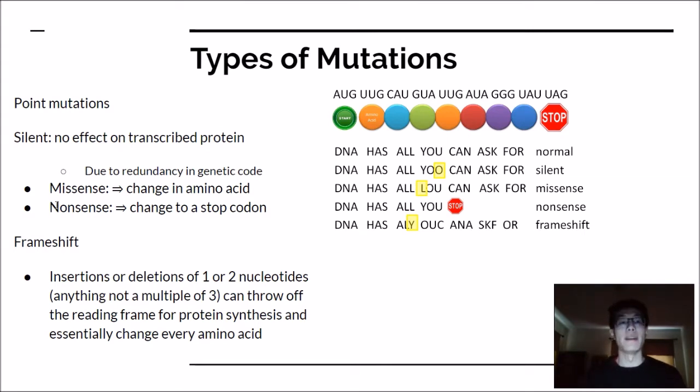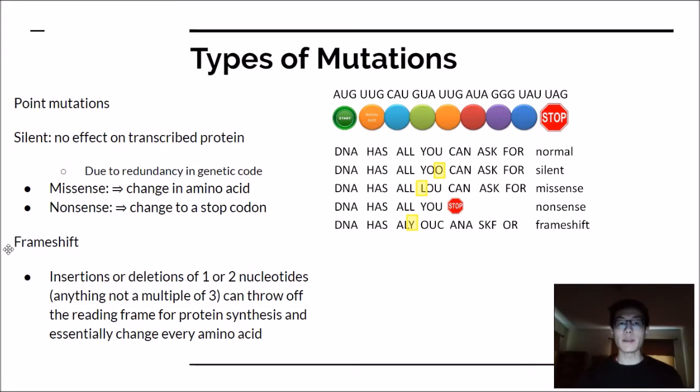We can also have a nonsense mutation, which is basically a mutation that causes a premature stop codon. Sometimes you have one mutation that causes a stop codon to be in place instead of a normal amino acid, and therefore you cut the entire polypeptide much shorter than what it normally should be. So that's a nonsense mutation. A nonsense mutation, again, is a stop codon. A missense mutation is a change to one single amino acid.